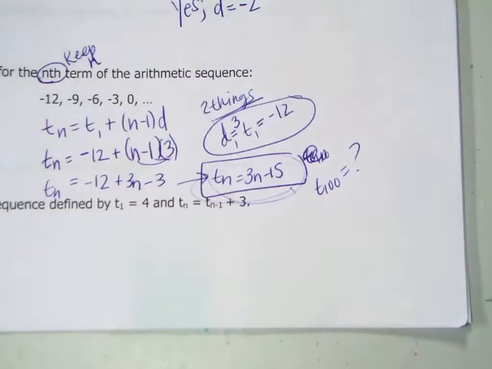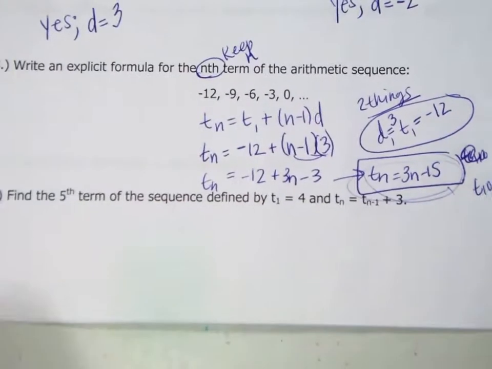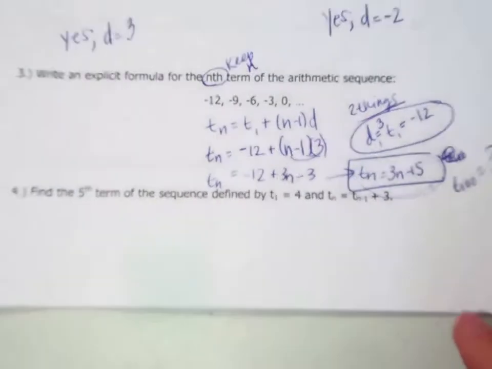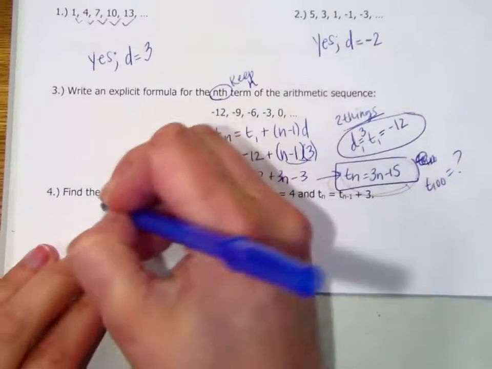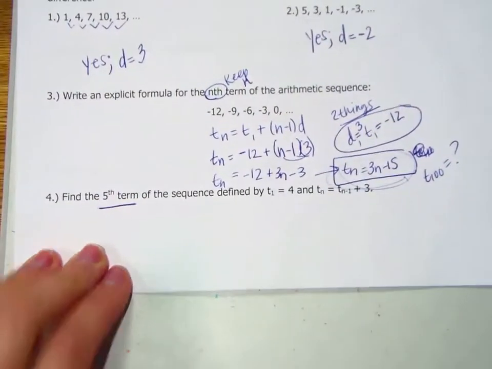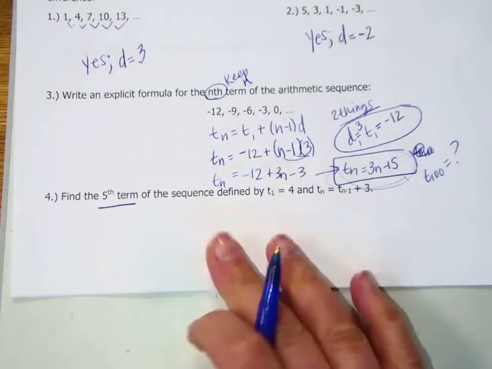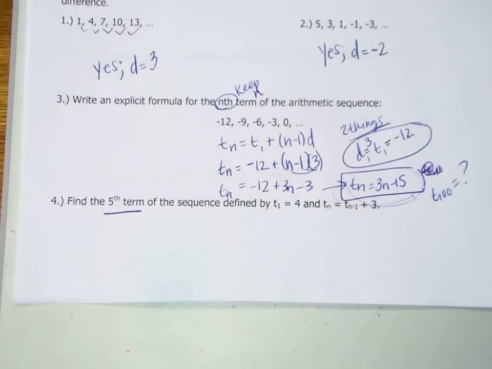Okay. Let's look at a different example. It says to find the fifth term. Using our symbols, how would we denote the fifth term? Lydia?